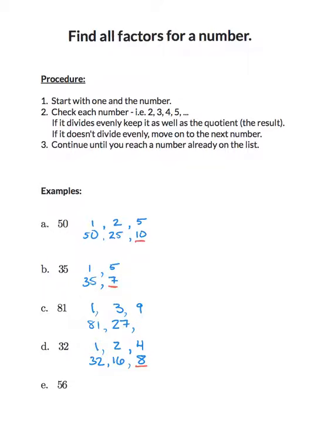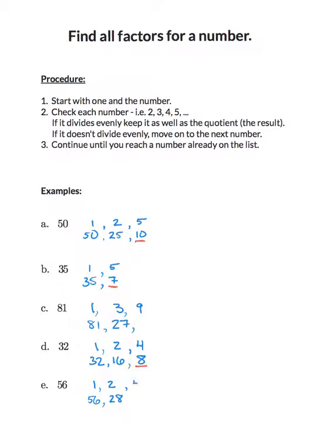Finally, for the last example, 56, we have 1 and 56. Is 56 divisible by 2? Since it is an even number, it is. And if we divide 56 by 2, we should get 28. 56 is not divisible by 3. If you were to add 5 plus 6, you would get 11. 11 is not divisible by 3, so 56 is not divisible by 3.